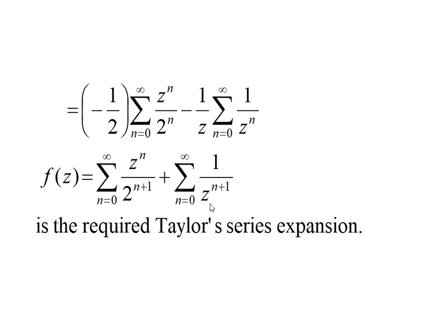Why? Because this f of z is expressed between two circles, one with the radius 2, so inside the bigger circle and outside the small circle. Outside means z is in the denominator, negative powers of z. Inside means positive powers of z. Got it? So this is the part C type question under the Taylor series expansion. Thank you.